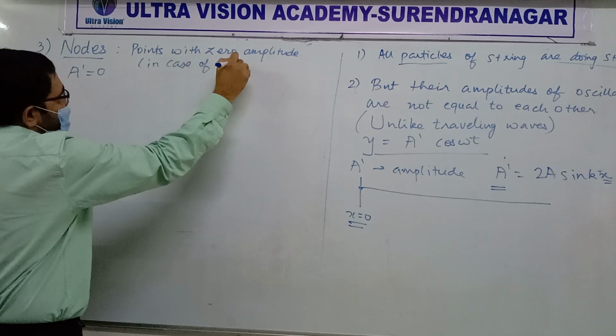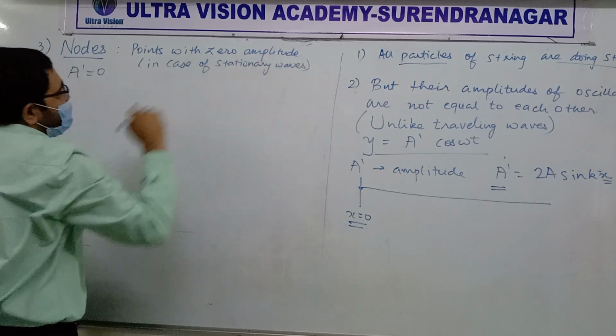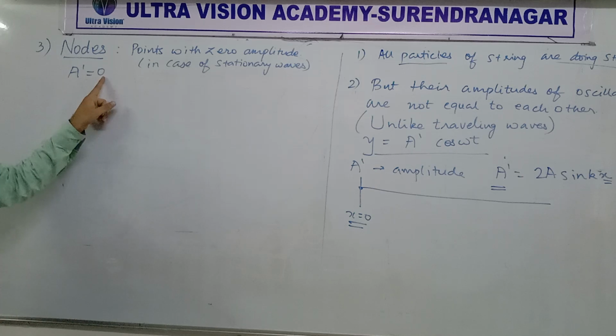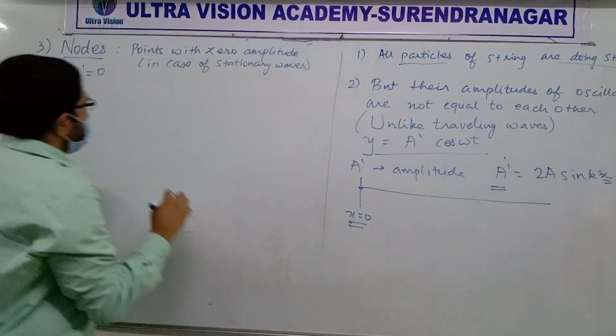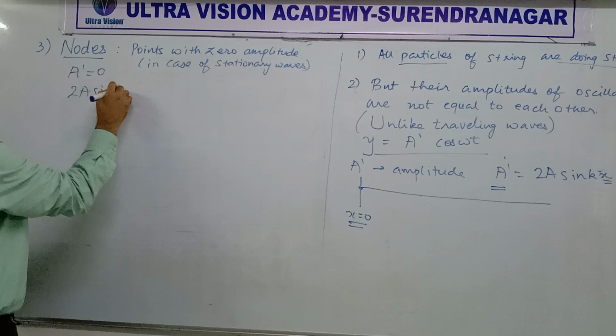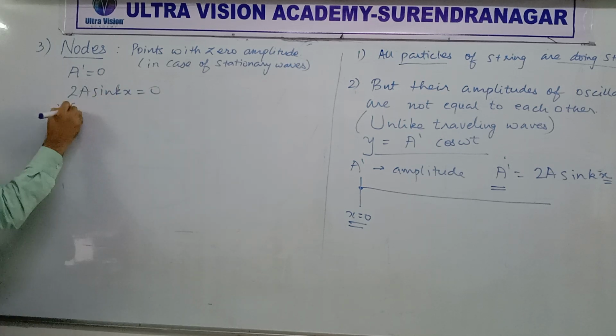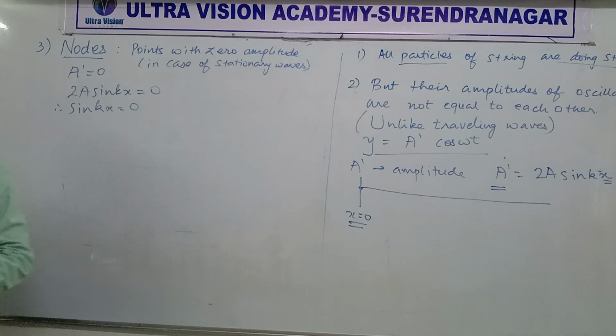In case of stationary waves, right? So A dash is equal to 0. If A dash is 0, let's put it here and do a bit of math. Then we have it like this, and that would mean sine kx is 0. Clear or not clear? Simple bit of math. 2a is divided on that side.